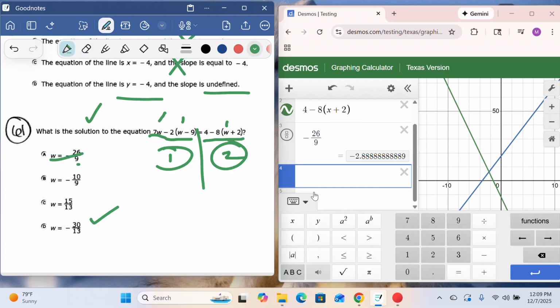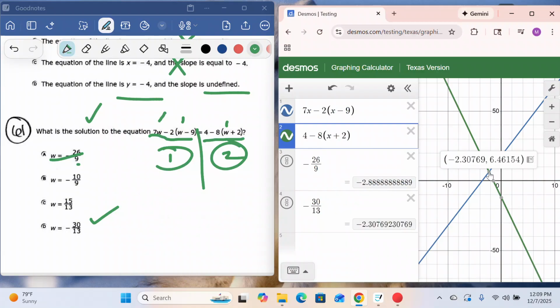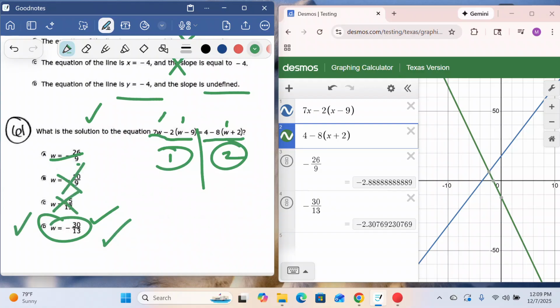I want to input this one, and I'm going to go ahead and input negative 30 divided by 13. And negative 2.30, and I look at this one, negative 2.30, there's my answer, and my answer choice is letter D. And not only did I single check it, I double checked it. So that is number 61.